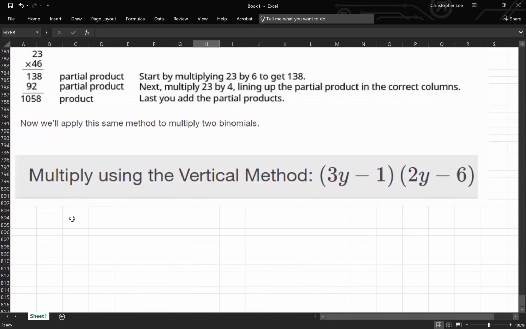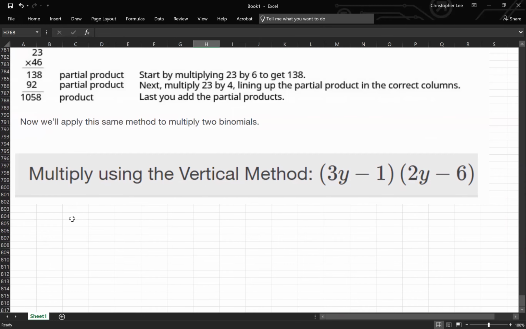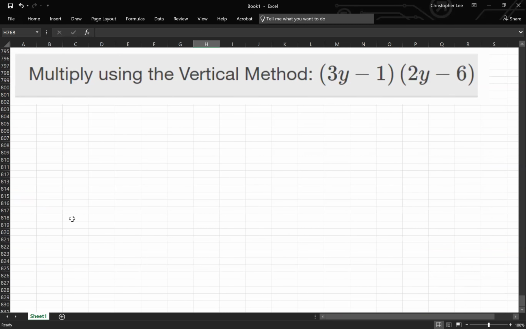What I'm trying to tell you is that this same method can be applied to multiplying two polynomials. Check this out. Just humor me for a second. I know you know how to do this. This is 3y minus 1 times, let me do the dot, 2y minus 6. It's the same thing. We're going to start off with the negative 6. Negative 6 times negative 1 is what? Positive 6. Now, negative 6 times 3y is what?